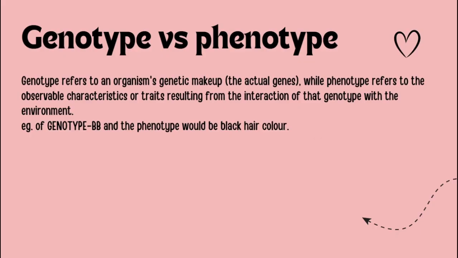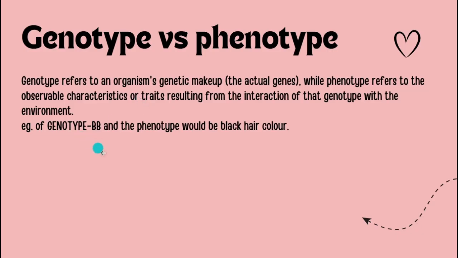Now if we're comparing the genotype versus the phenotype, an easy way to remember this is the word geno. Just remember genetic, because both of them start with G. The genotype is really talking about an organism's genetic makeup, and the phenotype is talking about the physical characteristics that me and you and everybody can see. So genotype, genetics, and phenotype, physical characteristics.